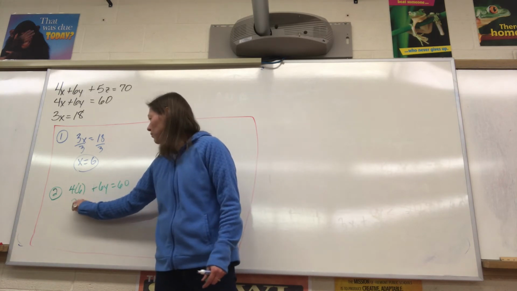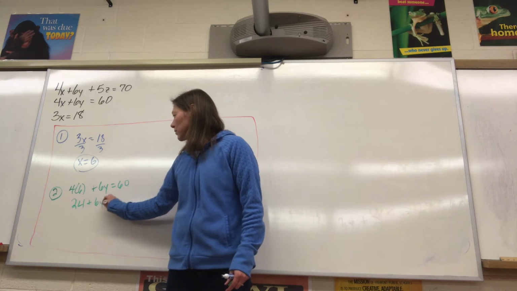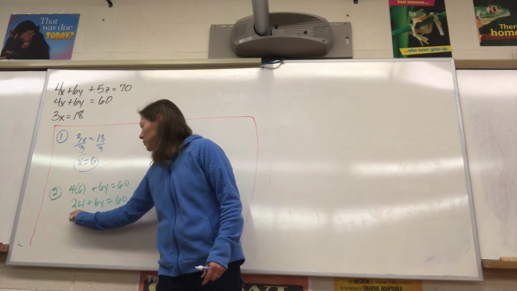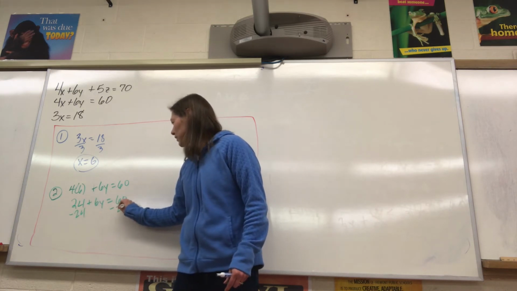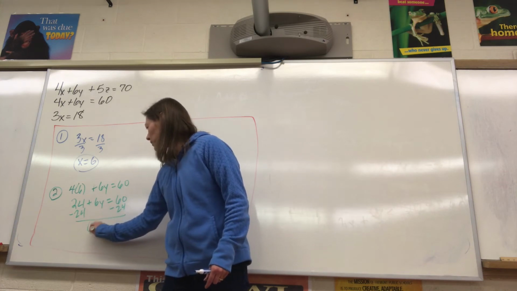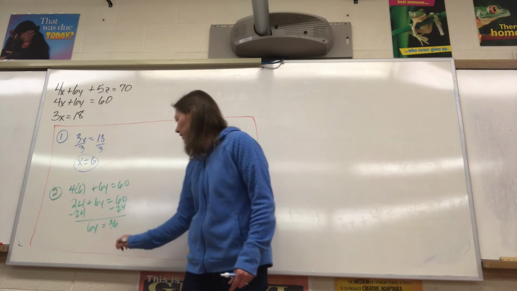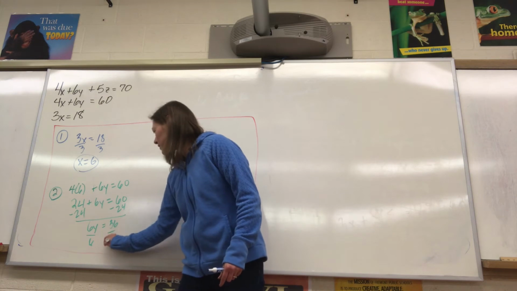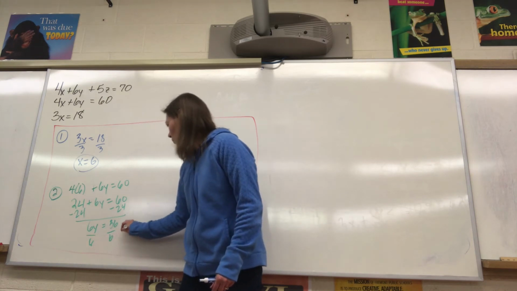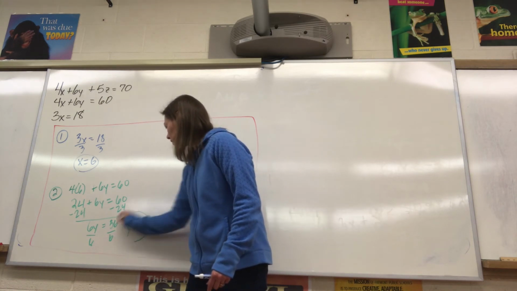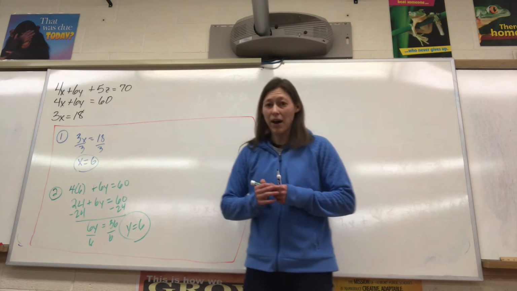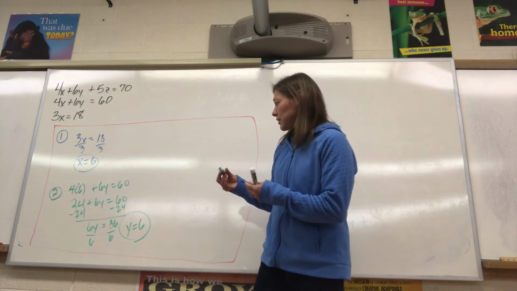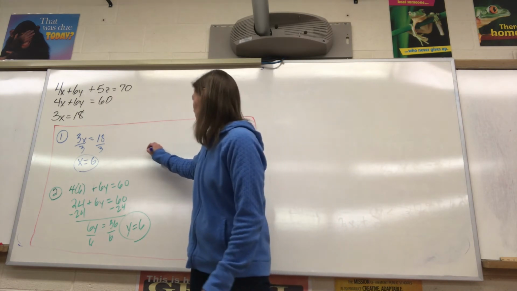So I'm going to have 24 plus 6y equals 60. Subtract by 24. Luckily, this is a beginner problem. I hope I can stay inside. Divide by the 6, I get y equals 6. All right, so now I've solved for 2 variables. Let's look at my third step here.